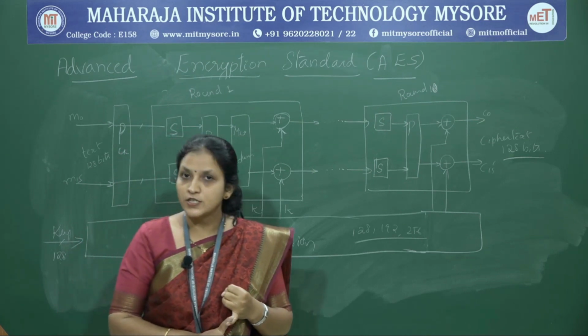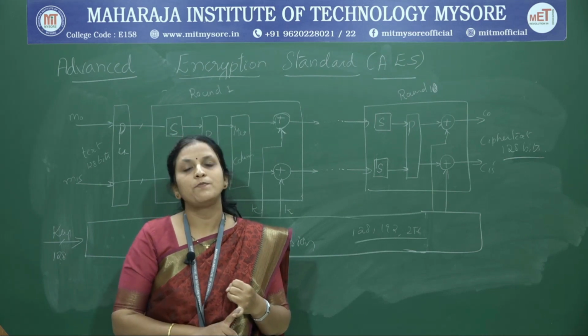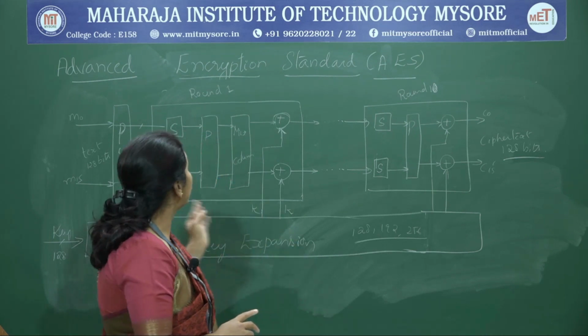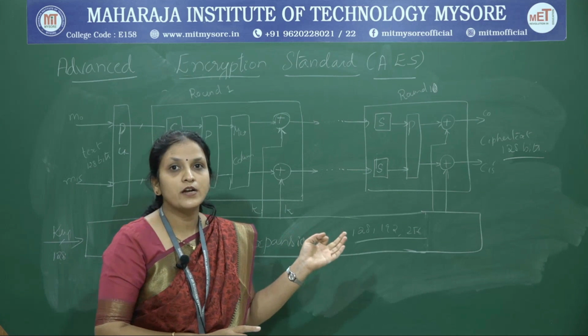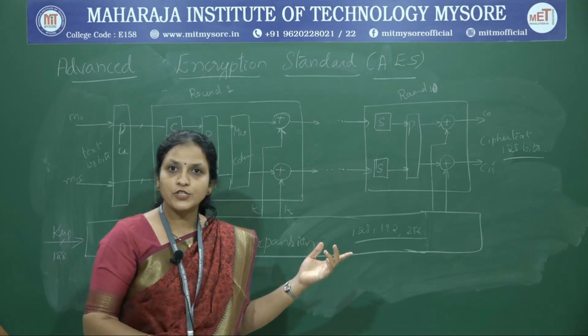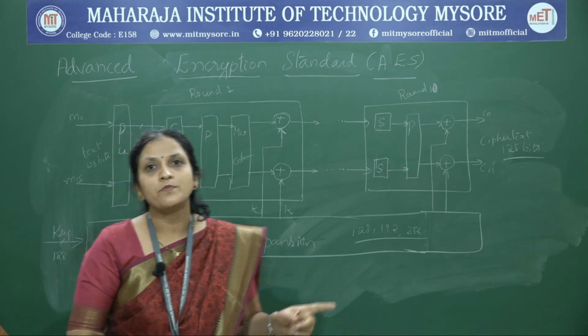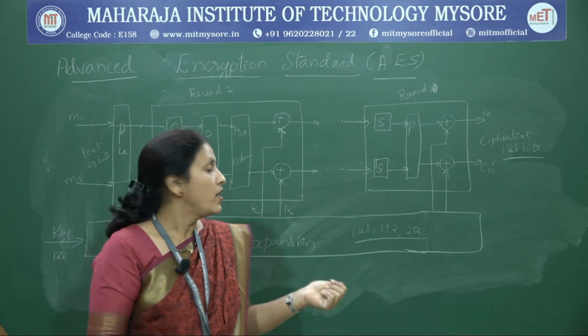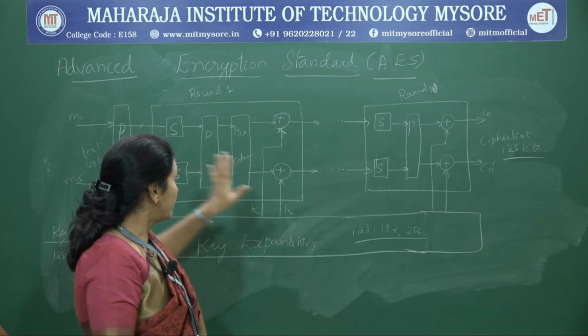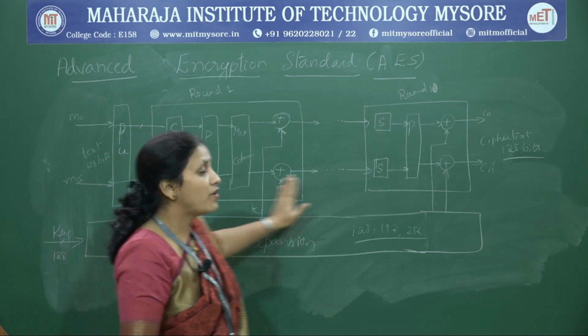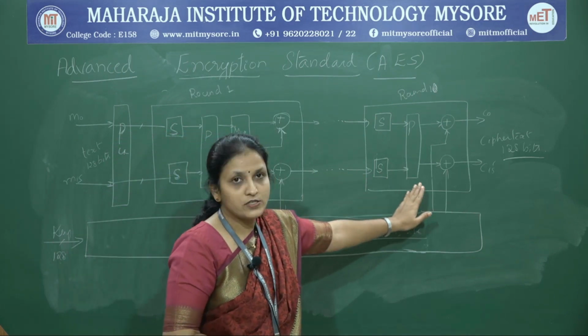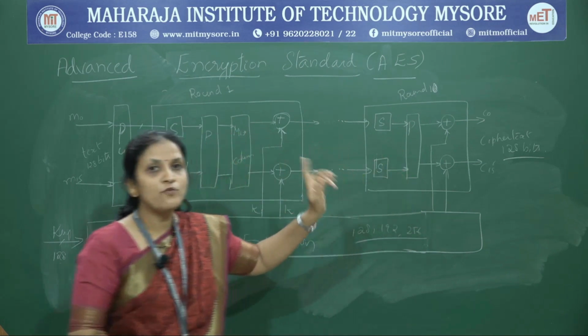There we were using a 64-bit key and 64-bit plain text. Here, in the case of the Advanced Encryption Standard, we are going to perform operations on a 128-bit plain text message with a 128-bit secret key. The same procedure is carried out for all the rounds except the last round. In the last round we are not going to mix.